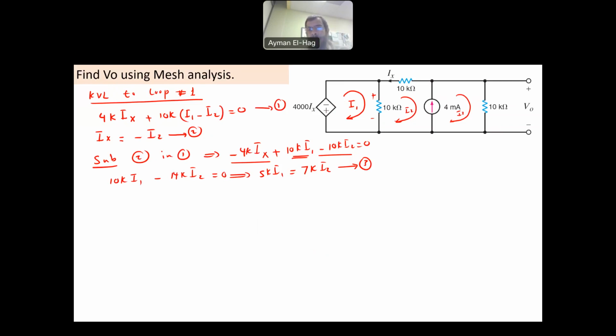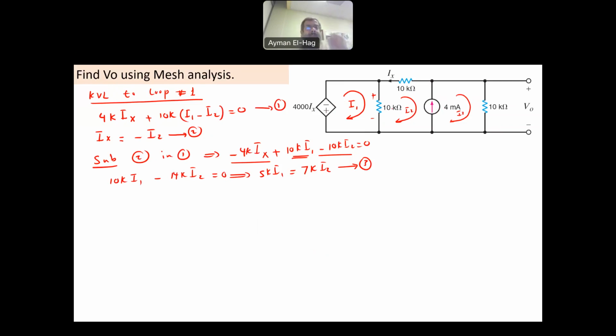Now I need to go for loop number two. When you go to loop number two, you will see that the current source is in the way. I don't know the voltage here, and I cannot express the voltage as a current multiplied by resistors. I don't want to introduce another unknown and increase the number of equations. Also, if I go to loop number three, same thing: the 4 milliamp independent current source is in the way. So I cannot apply KVL to loop number two, and I cannot apply KVL to loop number three.